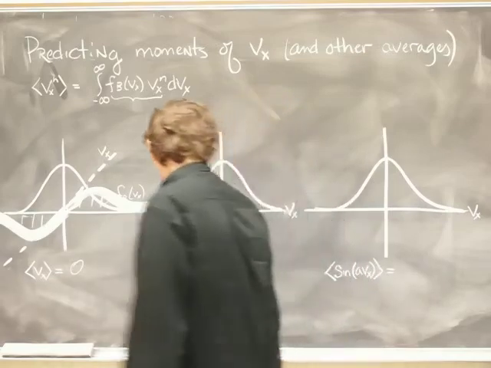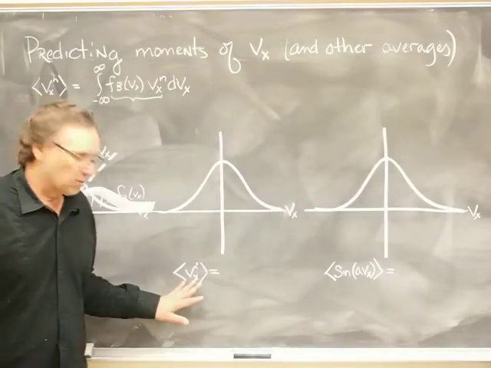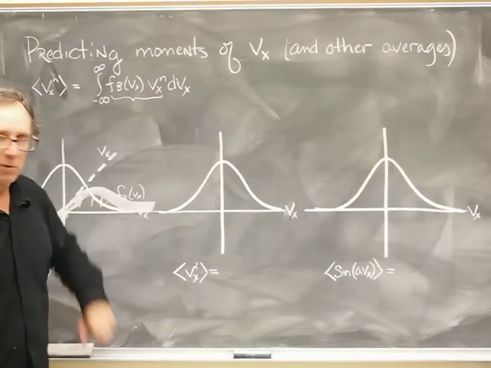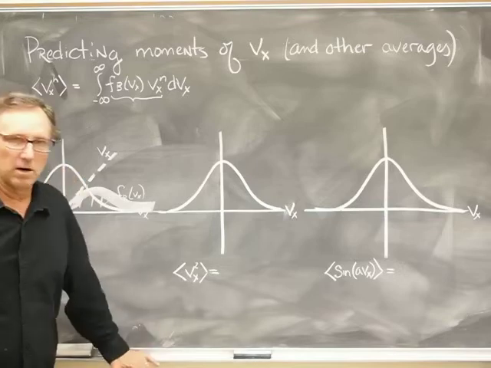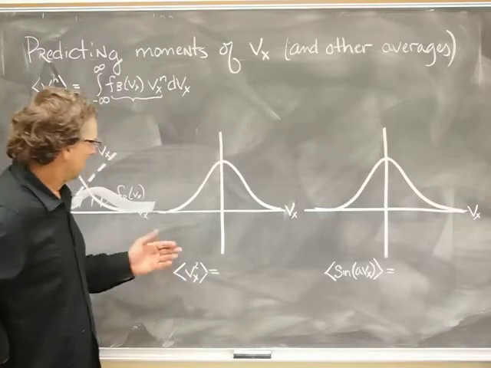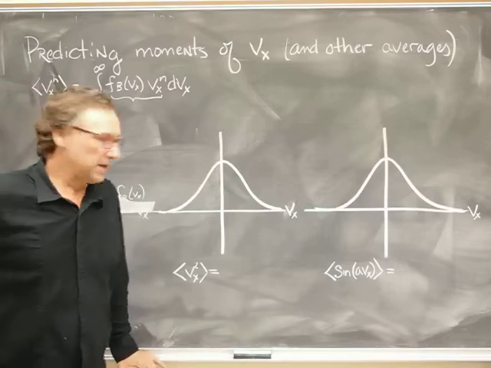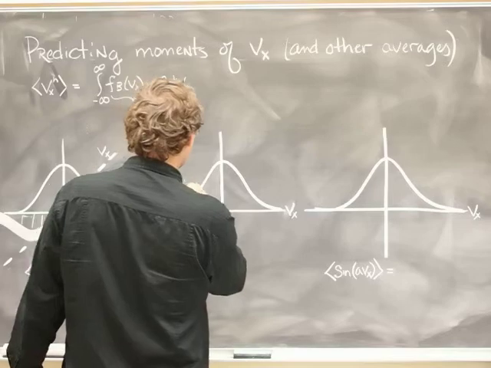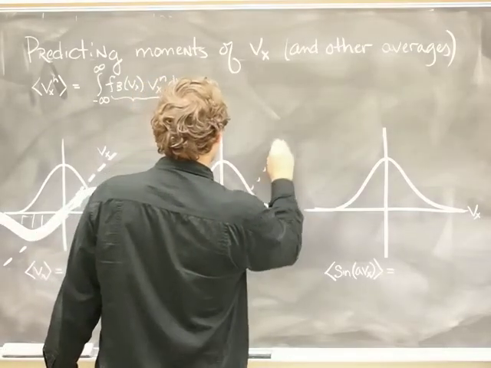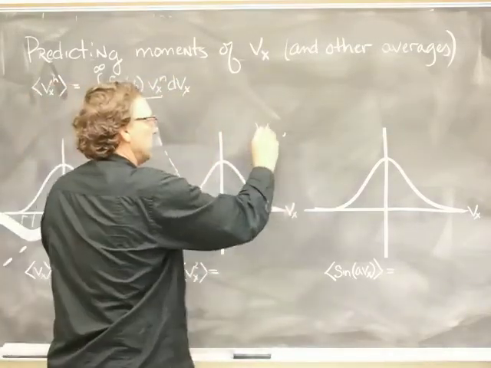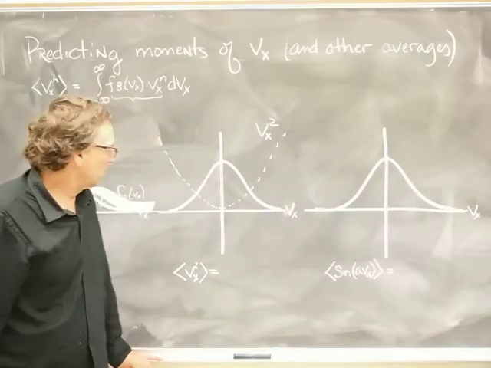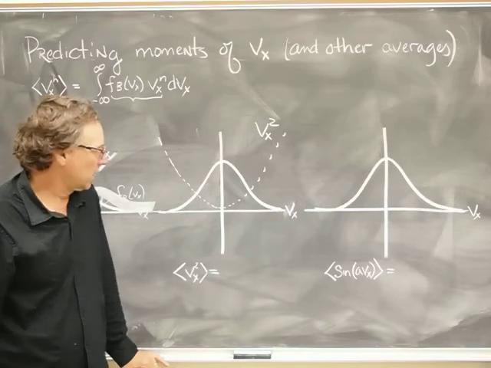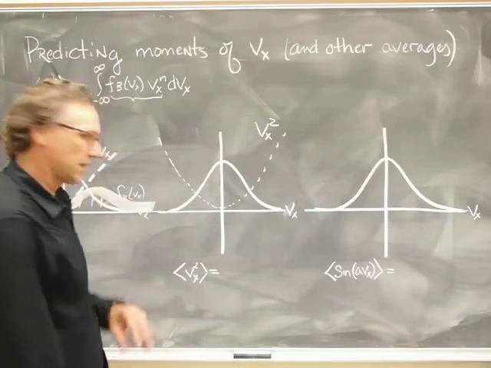Okay, how about this one? I'm looking for the second moment, the integral of Vx squared times the Boltzmann function. If you want to give it a pause here, the first thing to do would be to graph what Vx squared looks like. That's pretty straightforward. That's just a parabola, which I'm going to draw there. So that's Vx squared. Now, what does the product of Vx squared times the Boltzmann function look like? If you want to give that one a shot, pause now.